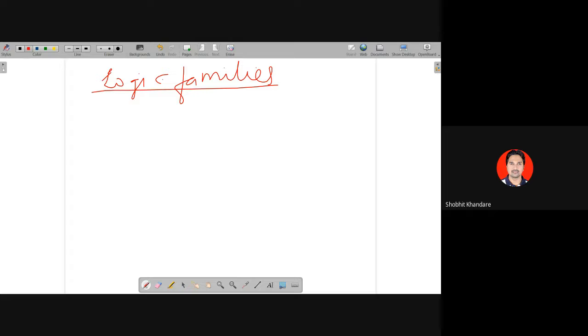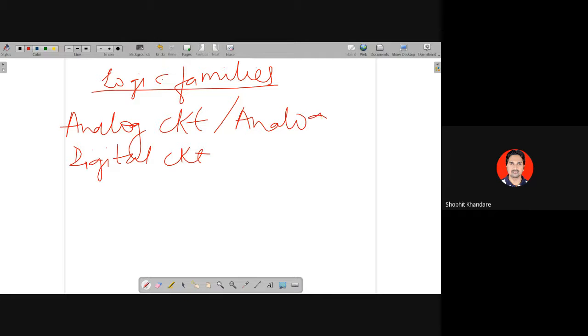Now, before you talk about the logic families, we should know some basics. What basics should you know? You should know what an analog circuit is, what a digital circuit is, what analog signals are, and similarly what digital signals are. Whenever you talk about analog circuits and analog signals, we are very much interested in understanding how these circuits look and how we can differentiate between analog signals and digital signals.